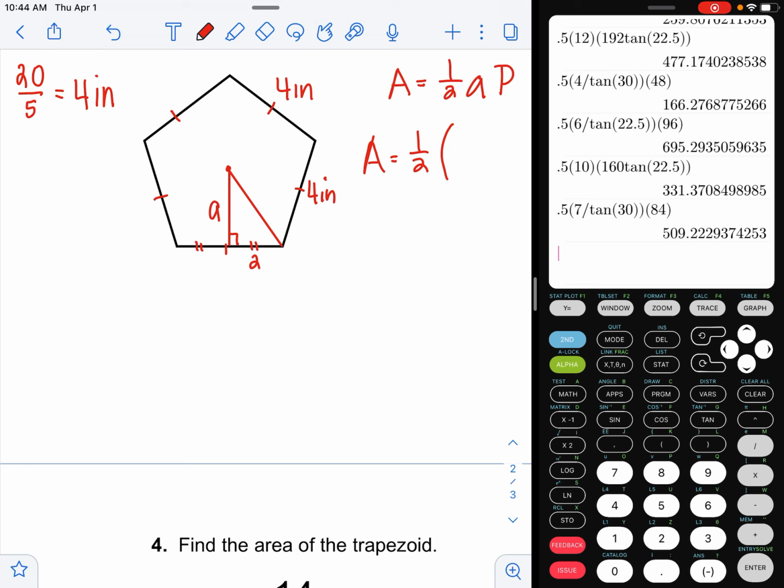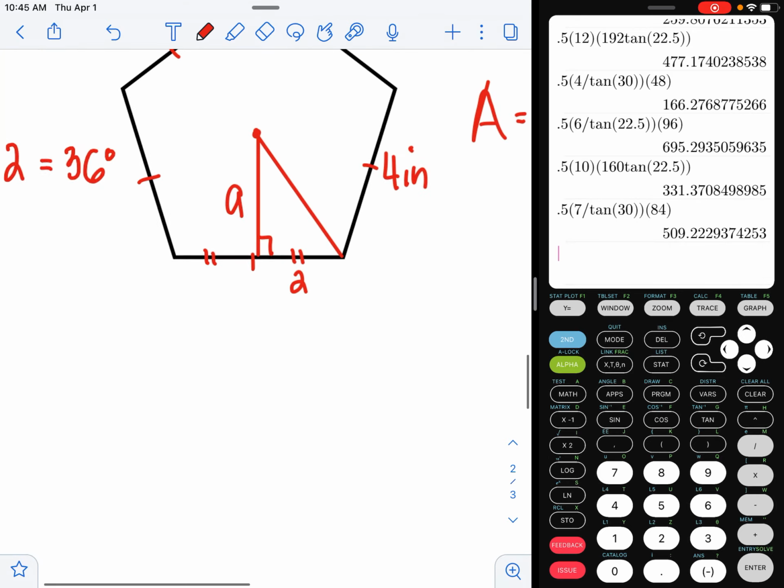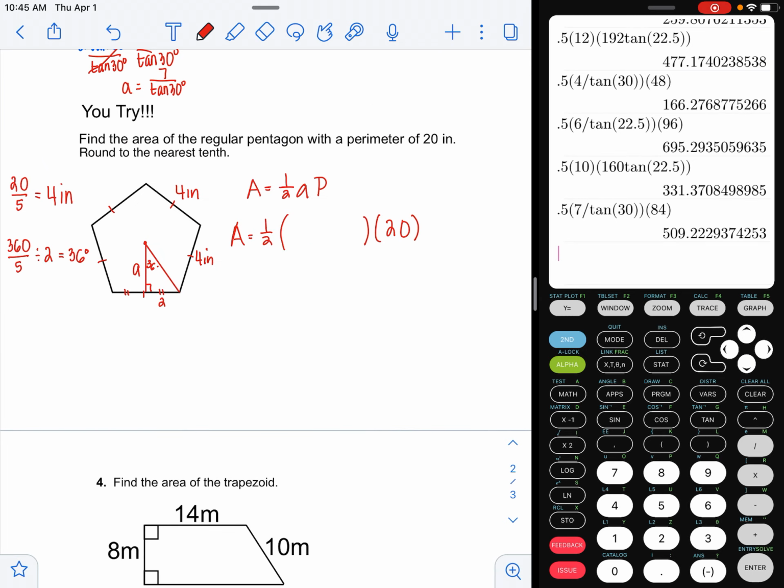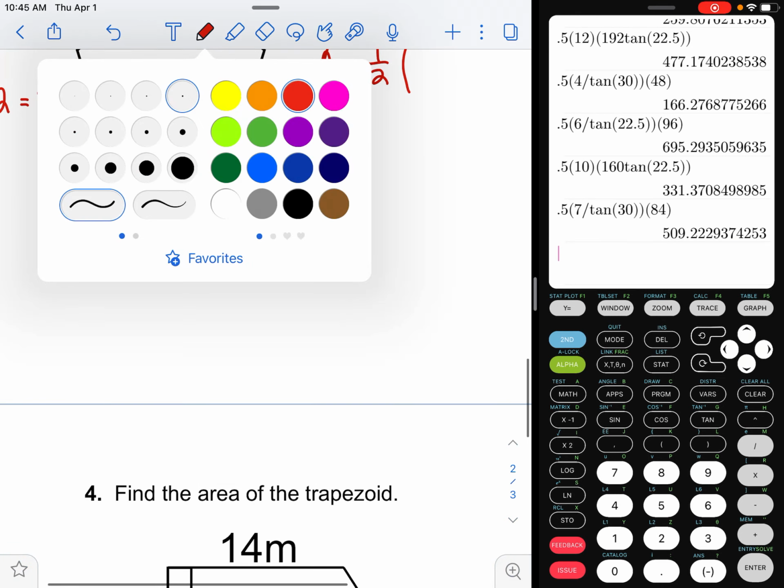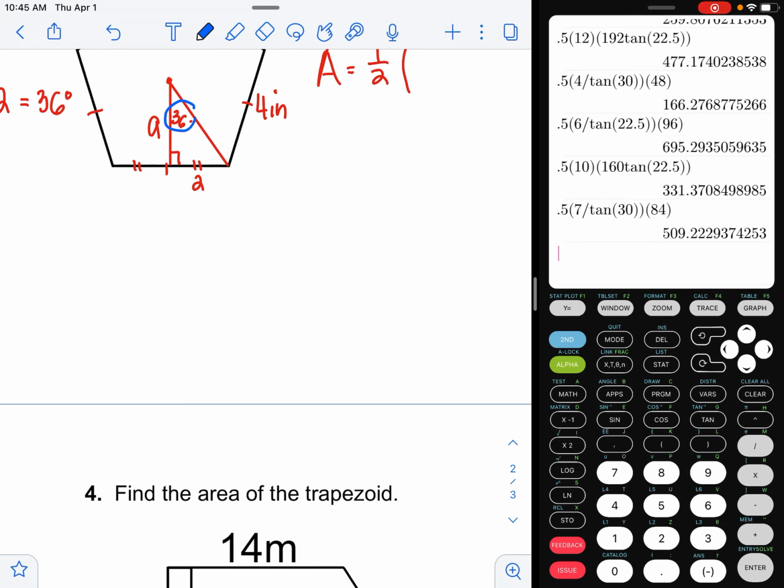All right, now I need that little angle right there, so I'm going to do 360 divided by the number of sides divided by 2. 360 divided by 5 is 72, and then 72 divided by 2 is 36. So 36 degrees. Okay, so now I need to find A. So here's my angle. This is adjacent, this is opposite.